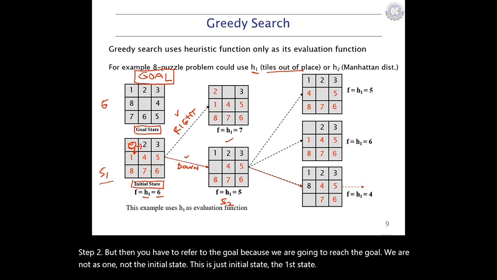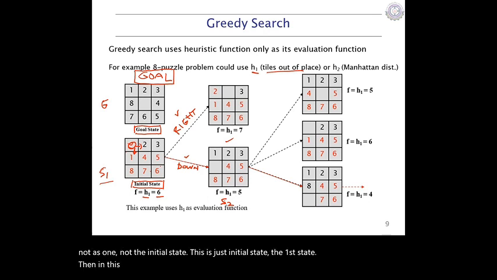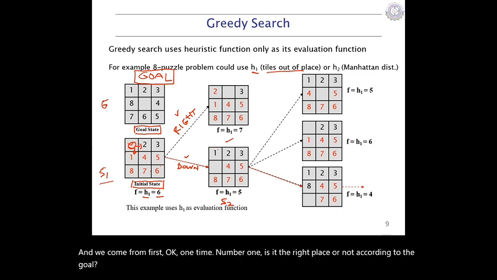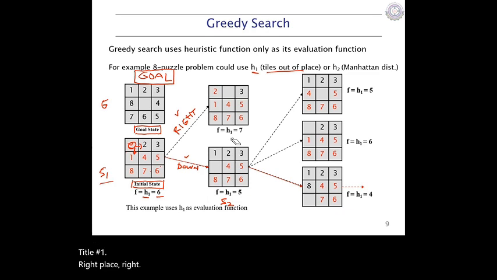Right. So in this case, we confirm first: tile number one, is it in the right place or not according to the goal? Right place, isn't it? Okay, so this is right. Tile number one. How about tile number two? Is it in the right place according to the goal? Yes, okay. So please follow.